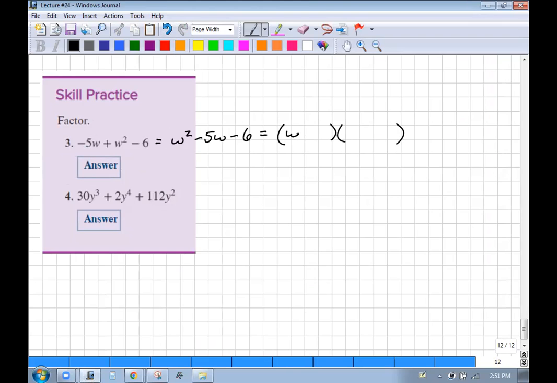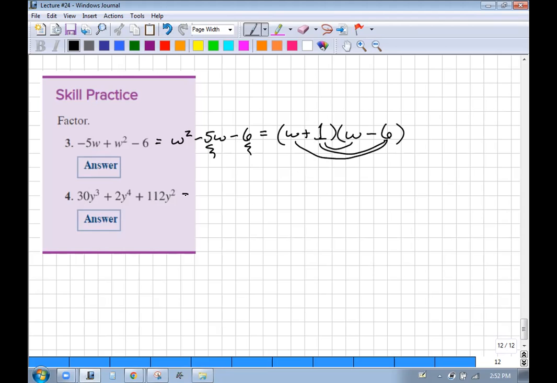We need a W and a W. This is negative, so we know one of these has to be positive and one has to be negative. So positive times a negative is a negative. And we need two numbers that multiply to give us -6, but add to give us -5. So that would be a -6 and a +1. There's our -6. We get -6W plus 1W gives us our -5W.